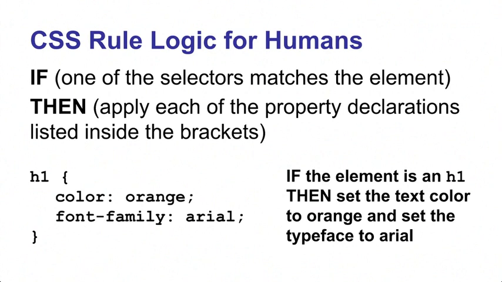One easy way to keep selectors and declarations straight is to think of the rule as an elaborate if-then statement. The selector is the if part, and the declaration block is the then part. Here on the left, the rule can be read as, if the element is an H1, then set the text color to orange and set the typeface to Arial. The curly brackets and the rest are really just a very terse way of stating this if-then rule to the browser.